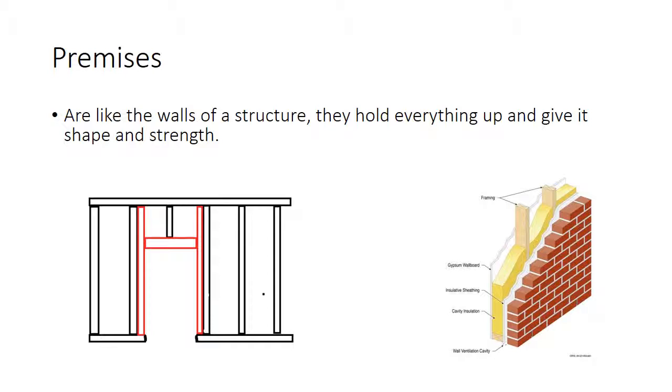All right, so premises. Premises are the next component of our argument. They're like the walls of a structure or a house. They hold everything up and they give it shape or strength. You'll notice that I have a brick wall, and then I have kind of like framing made out of wood with some beams in it. This is a good analogy actually, because sometimes our premises are really robust. They could withstand just about anything on their own. That would be like having a brick wall.